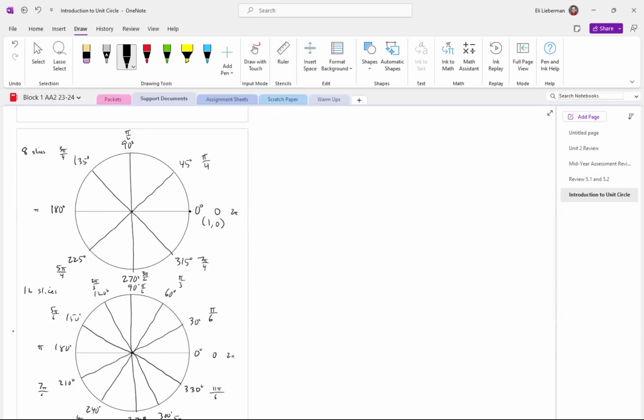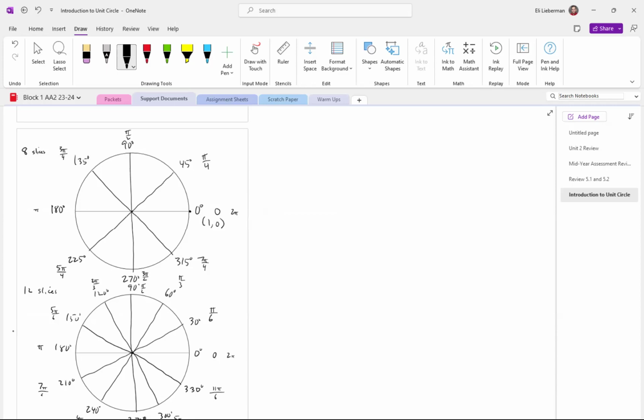Do you know any other coordinates? For coordinates, any other points, any easier ones? We're just working on the 8 slice one for now. Were you able to get any other coordinates?